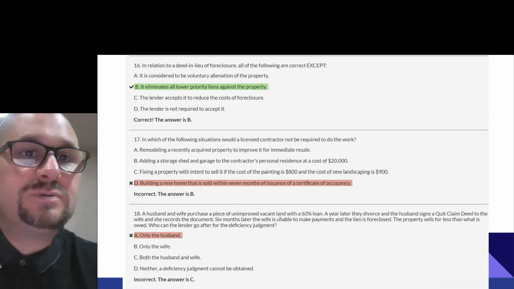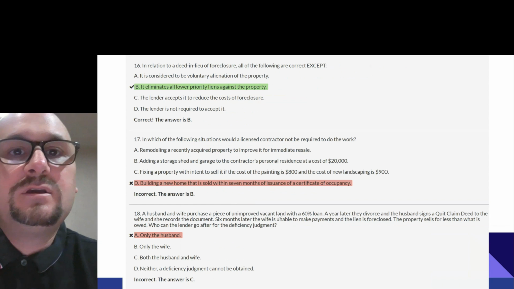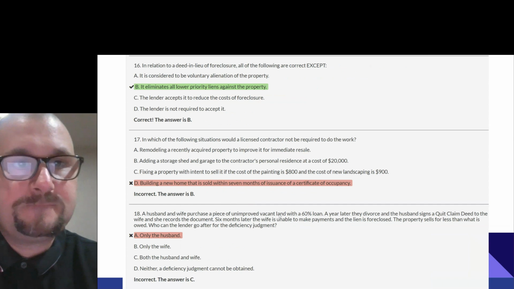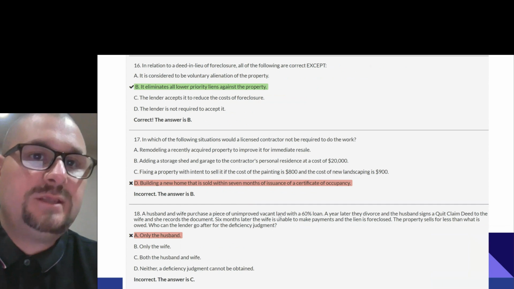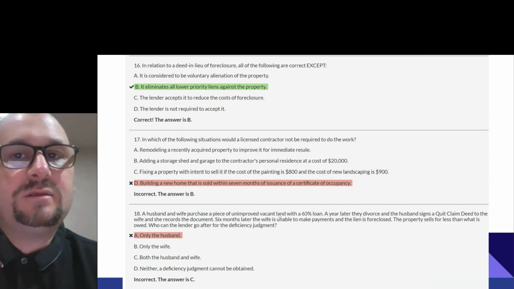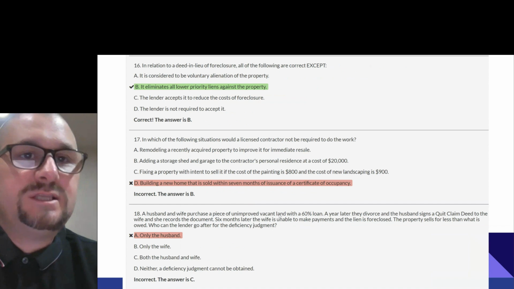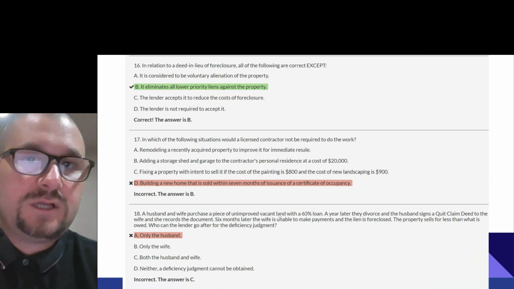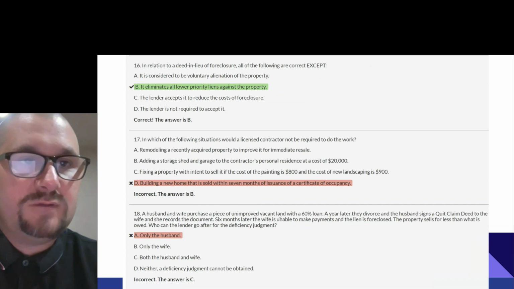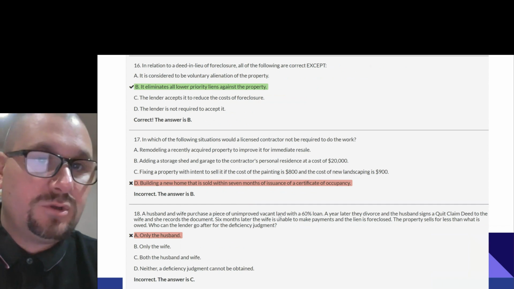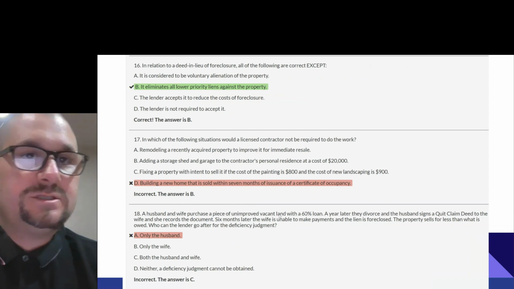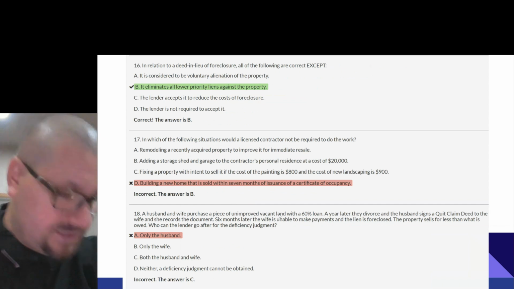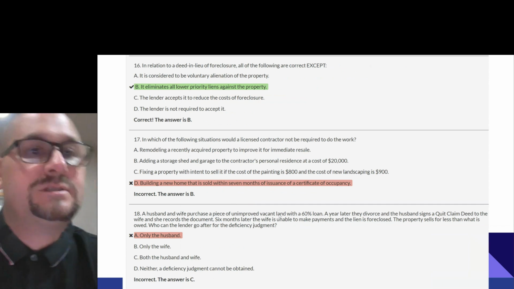In relation to a deed in lieu of foreclosure, all the following are correct except what? Bravo. It eliminates all lower priority liens against the property. So in relation to a deed in lieu of foreclosure, all of the following are correct except Bravo. Does it eliminate all lower priority liens against the property? No, it doesn't eliminate the lower priority liens.